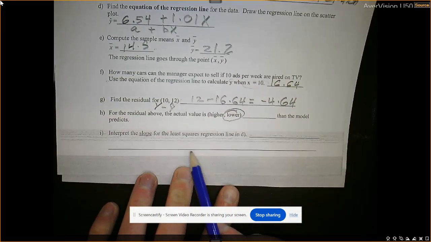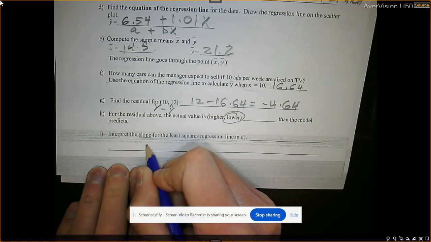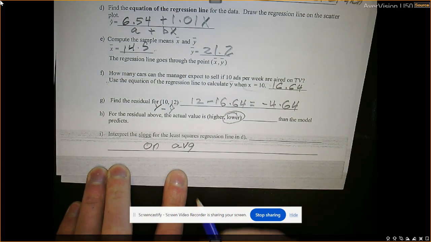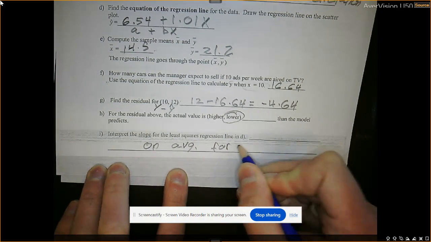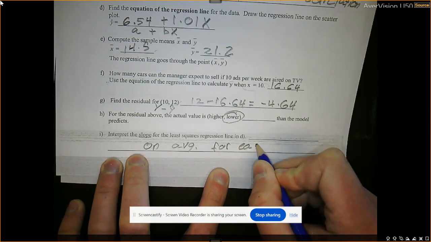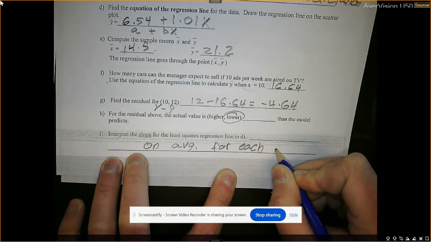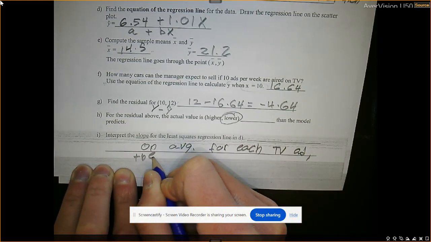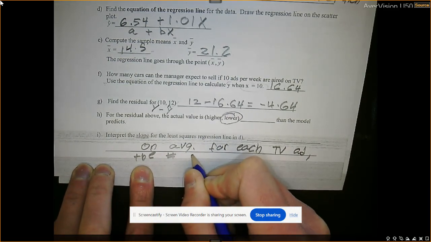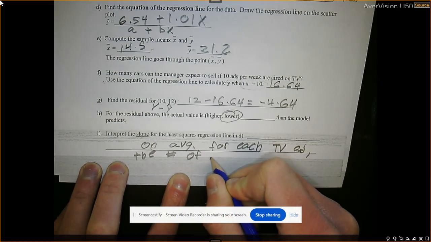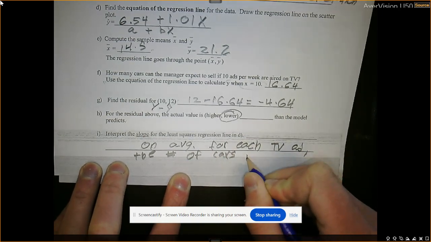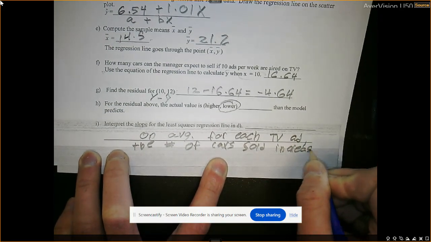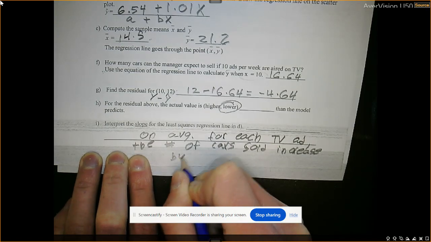Interpret the slope for the least squares regression line. Our slope is 1.01. So on average, for each TV ad, and you're always going to use your X, and our X here is TV ad, the number of cars sold, which is our Y, increases by 1.01, because that's our slope.